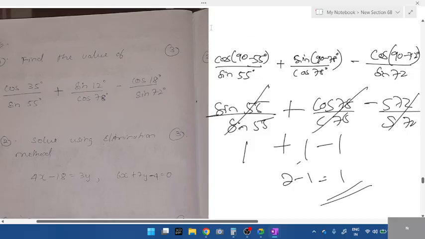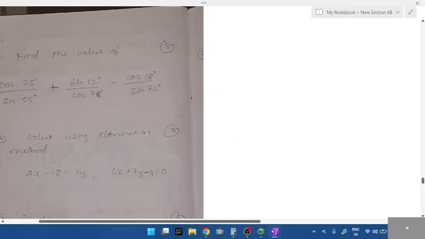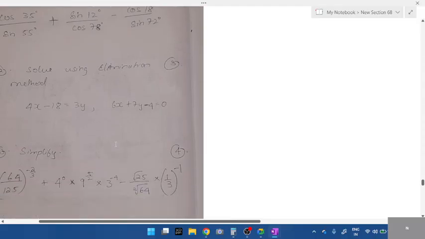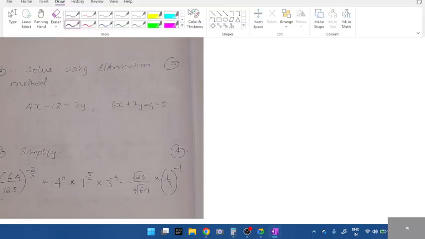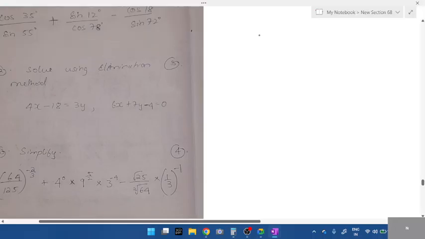Next, elimination method. Solve using elimination. Okay, tell me the question, students. First, x should be first. 4x, what happens to plus 3y? It's on the right hand side. If you shift it, it becomes minus. 18 becomes plus 18. Next, tell me the next one.